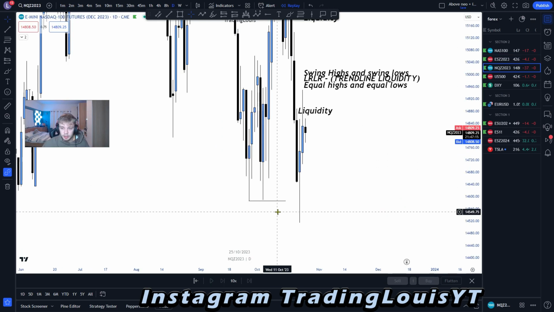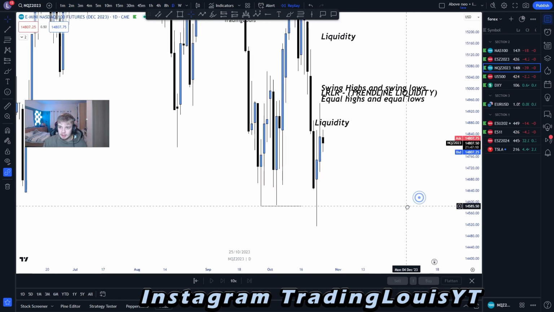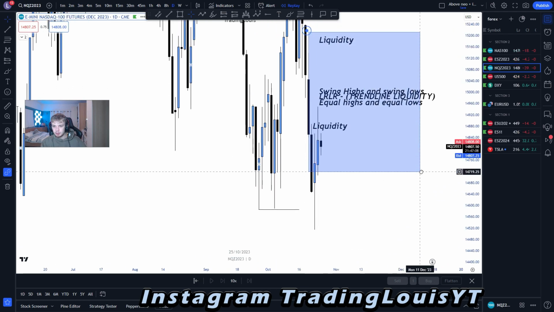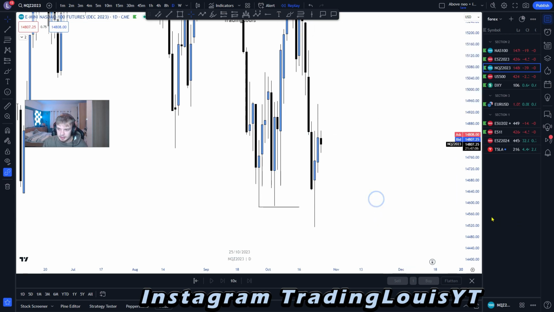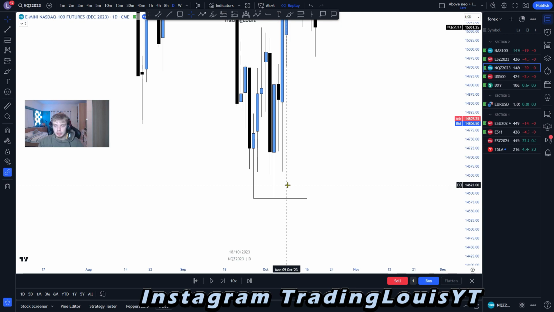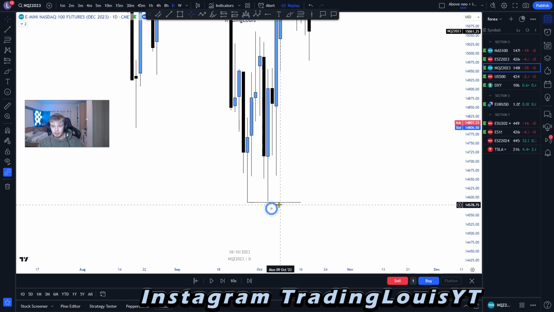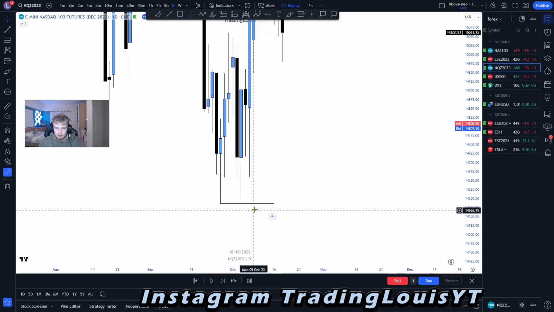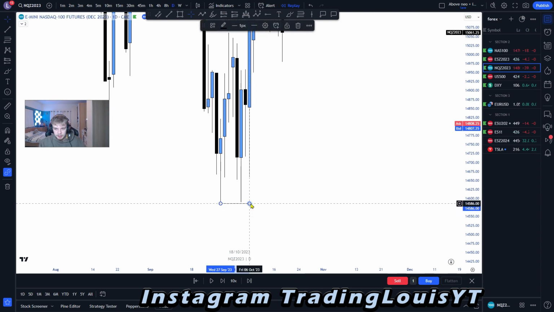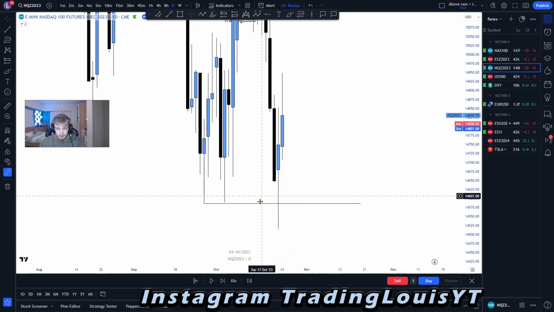There is also one other type of liquidity which is very useful, and that is relative equal lows, which is near enough the same as equal lows, but it's when price comes very close to tapping a certain liquidity pool but just doesn't quite tap it, and creates relative equal lows. So here, as you can see, these aren't equal lows, but they are extremely close to each other, and price comes down and takes them.